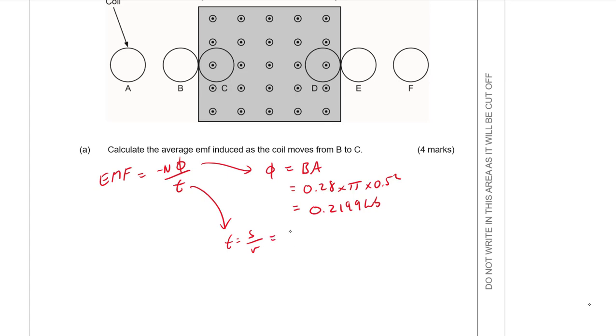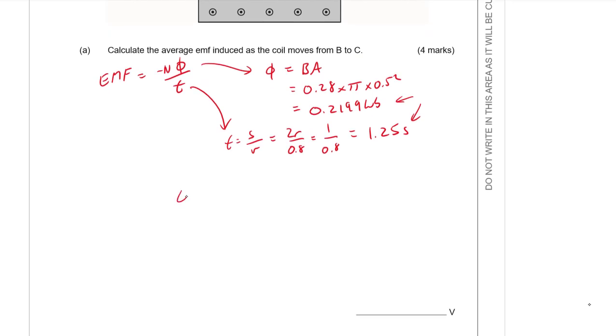Okay, and the time is going to be the distance traveled divided by the velocity. It's given the velocity as 0.8, and it's 2r on 0.8 because it's traveling 2 times the radius. So it's going to be 1 divided by 0.8, and the time is going to be equal to 1.25 seconds. So I've got this value and I've got this value. Now I can put that into my equation. So the magnitude of the EMF is going to be 25 turns times 0.2199 over 1.25, and that's going to be equal to 4.398, to 3 significant figures, 4.40 volts.